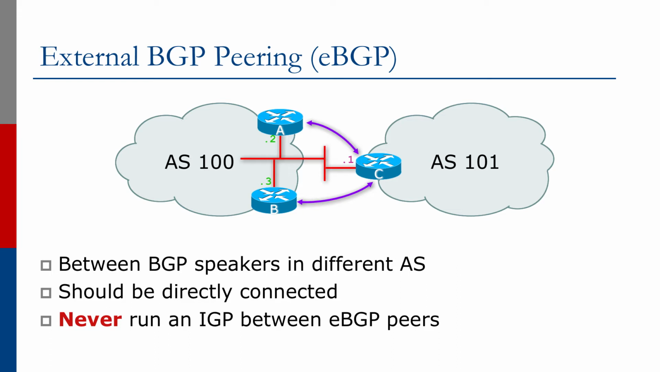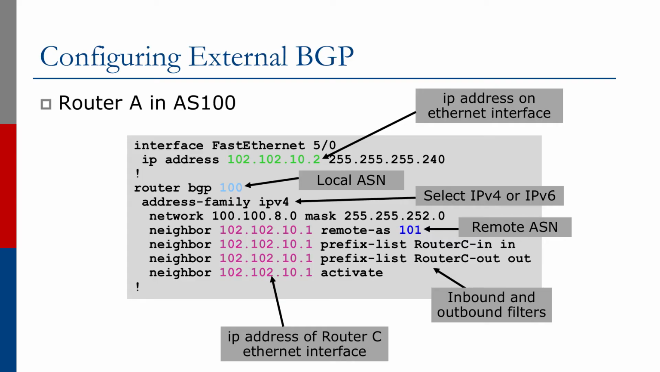Since the BGP speakers are directly connected, they have IP addresses from the same subnet, so they can reach each other through the interface-connected route. Now I'm going to show you how to configure an eBGP peering session using Cisco IOS as an example. If you're using some other vendor, the concepts are the same, but the syntax is different. Let's start from the point of view of router A in AS100.